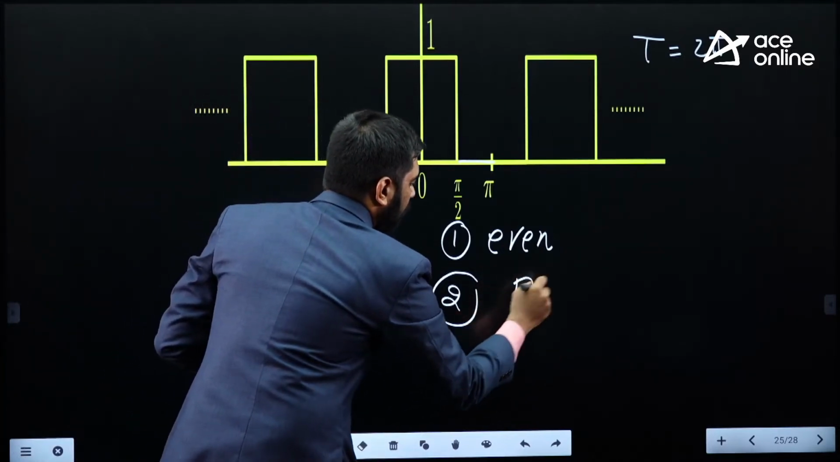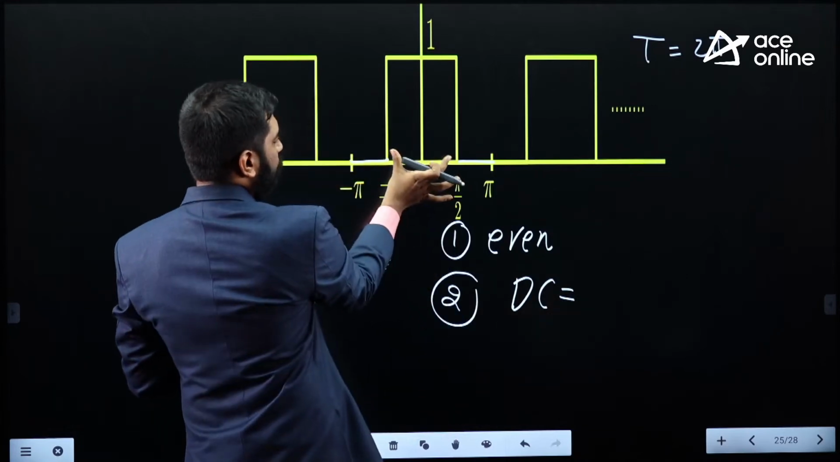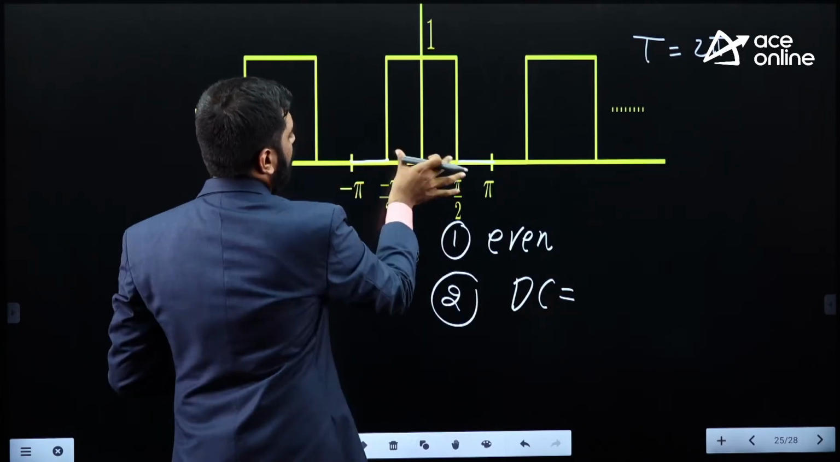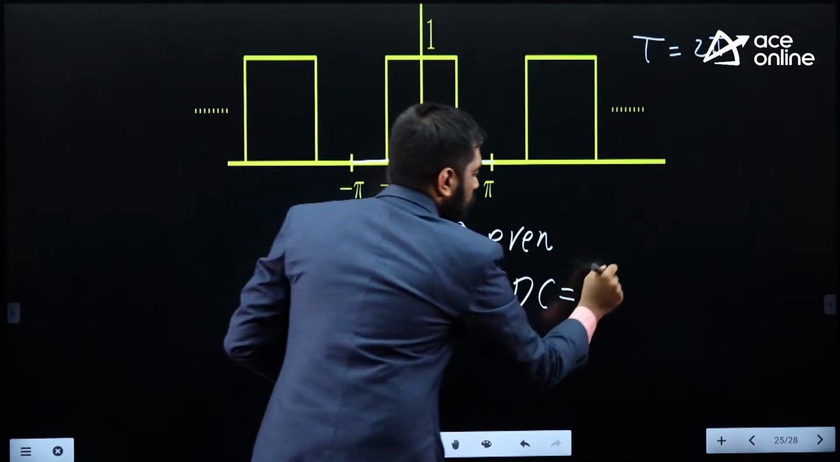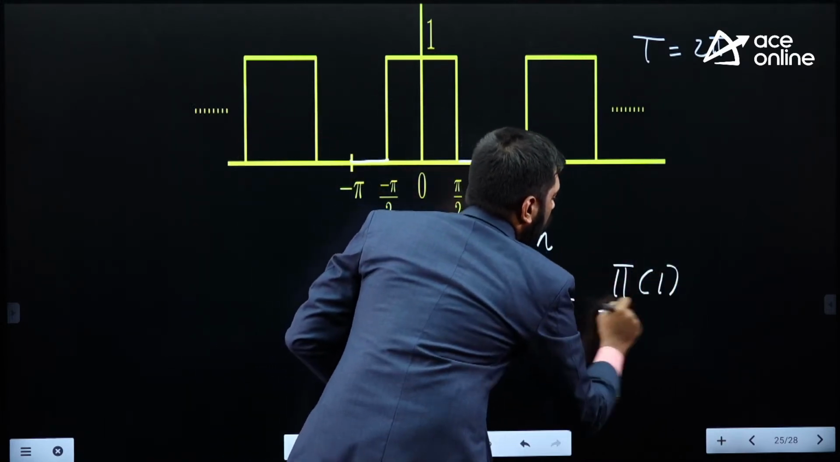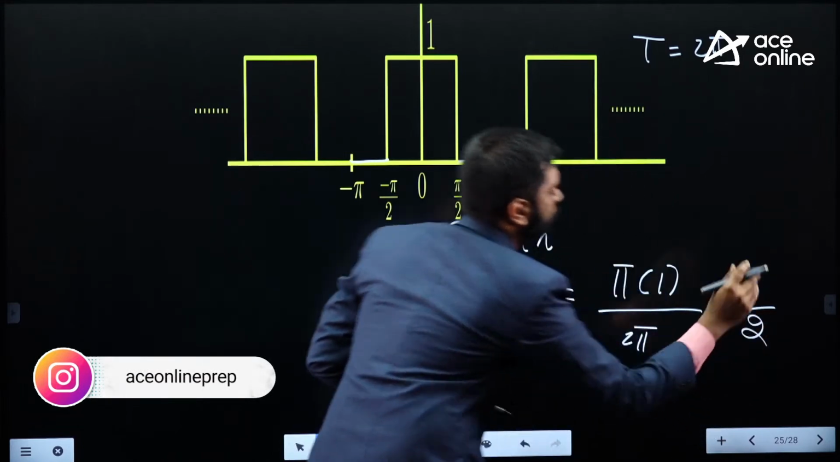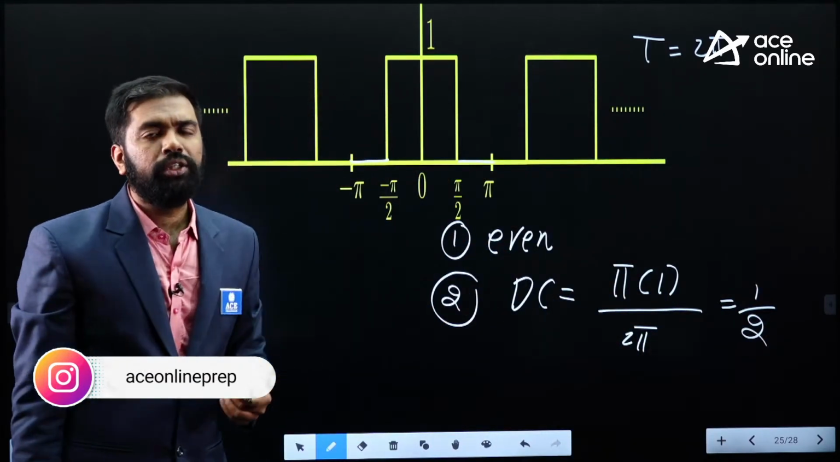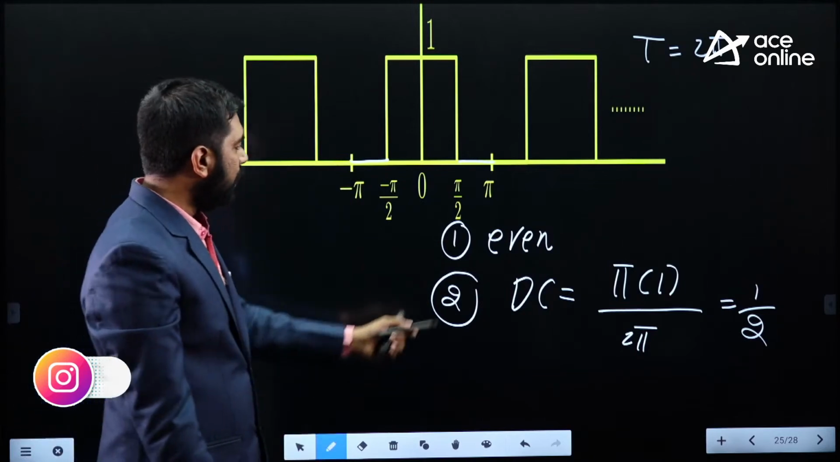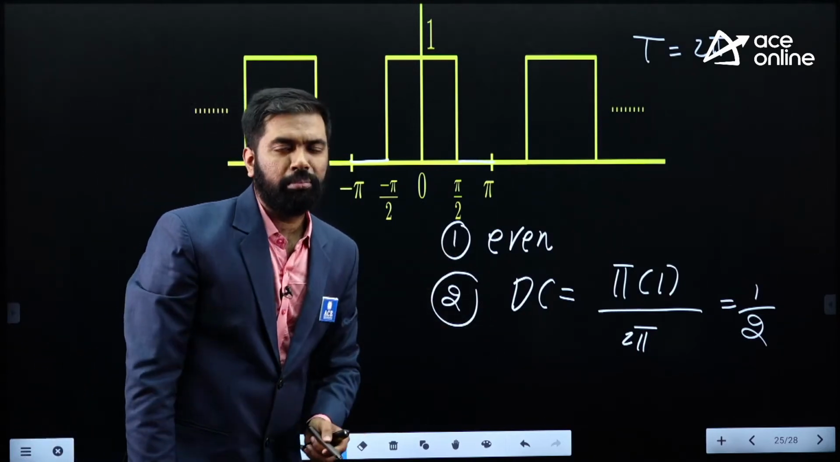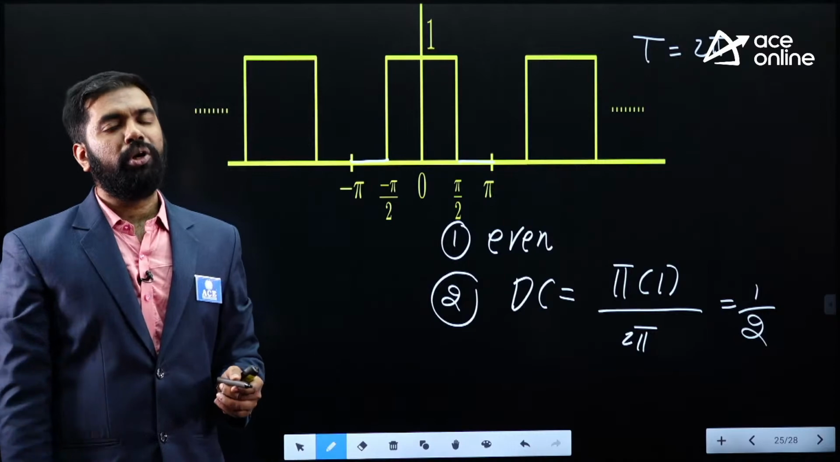So for the DC value, how much is this width? It's pi, and the height is 1. So it's pi times 1 divided by 2 pi, which is 1 by 2. The DC value is 1 by 2. We said it is even, and we said the DC value is 1 by 2. There is one more interesting point to this.